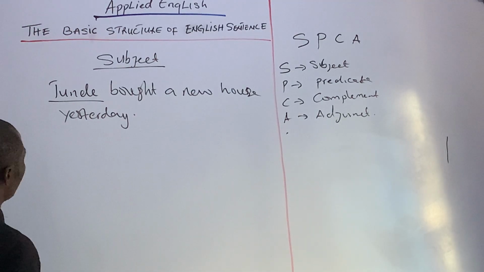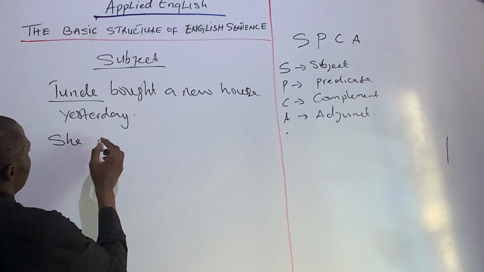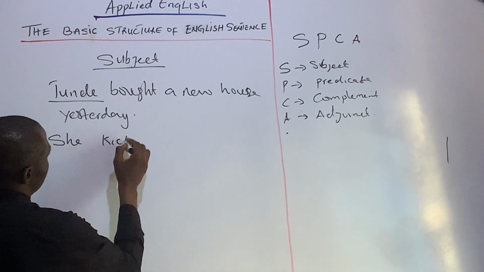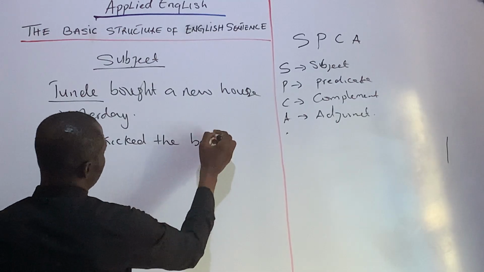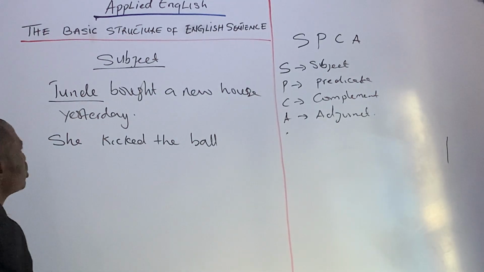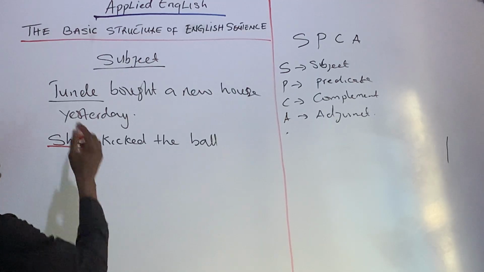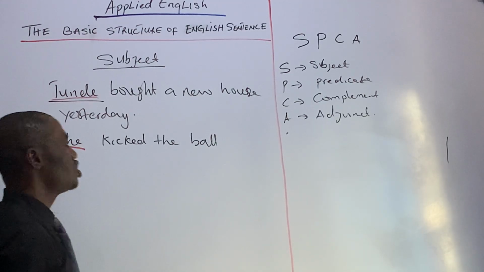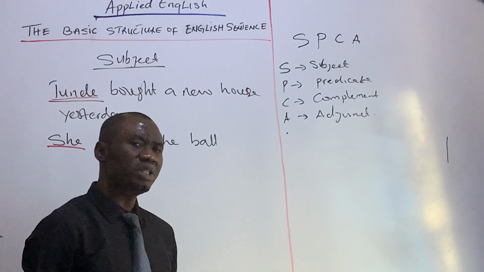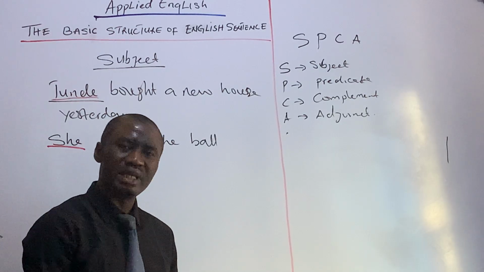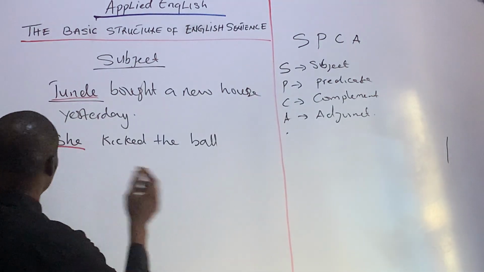We have another one that says she kicked the ball. She kicked the ball. Now, the subject there is she. Remember, the subject here is Tunde. She kicked the ball. The subject is she. Tunde bought a new house yesterday. The subject is Tunde.